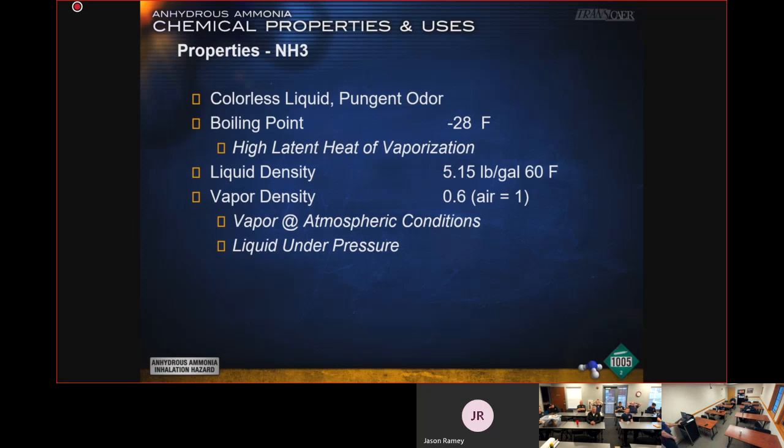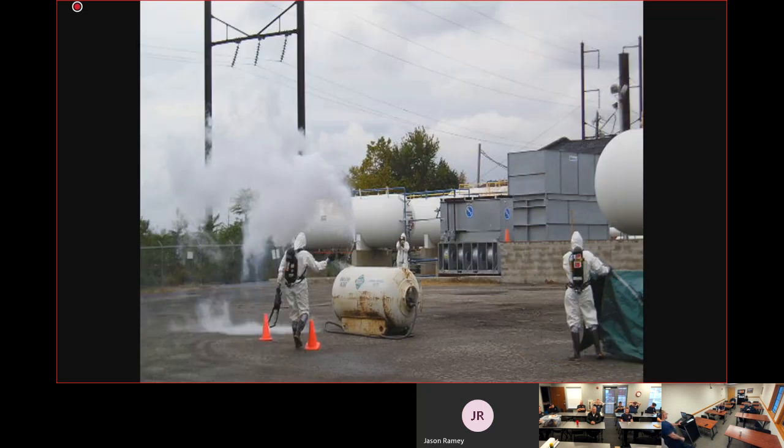But yeah, it's usually, the vapor is going to be different at atmospheric conditions, and then the liquid is under pressure when it's in the tanks, okay? Here's just some photos of some different training evolutions. Clearly, this is a commercial or industrial setting. I have never done any real intense training on this.